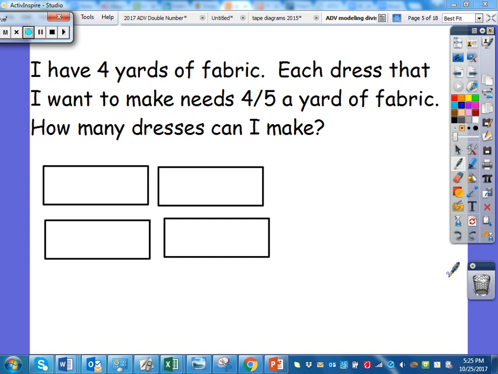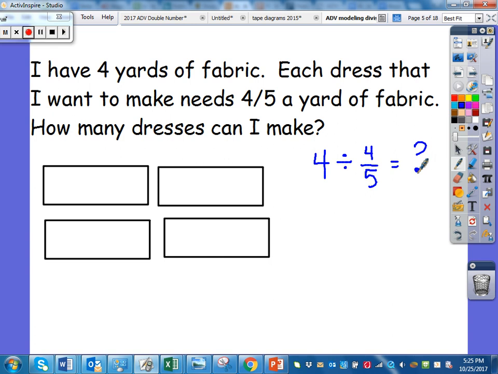From this word problem, we're going to write out an equation. You start with the yards of fabric that you have, which is 4. That's the total amount of yards of fabric. Then we need to divide that into groups of 4/5, and our answer is going to be how many groups there are. They told us the total, then they told us how big each group was. Our job is to figure out how many groups can fit inside.